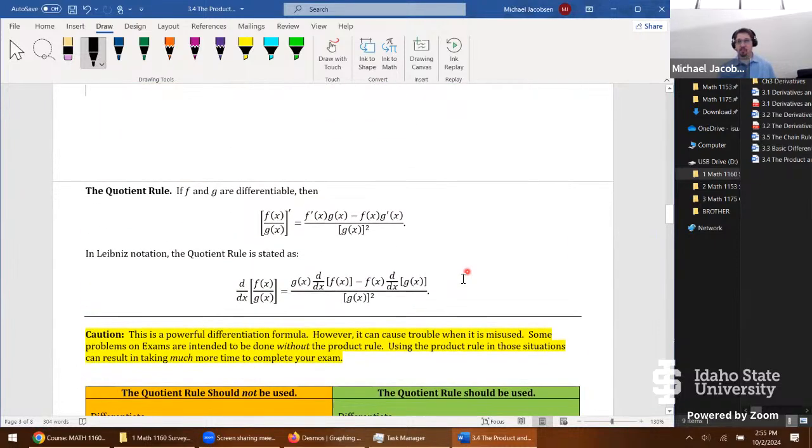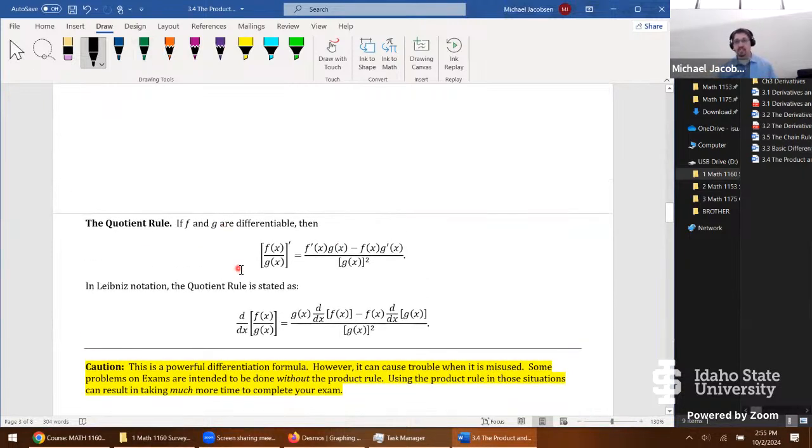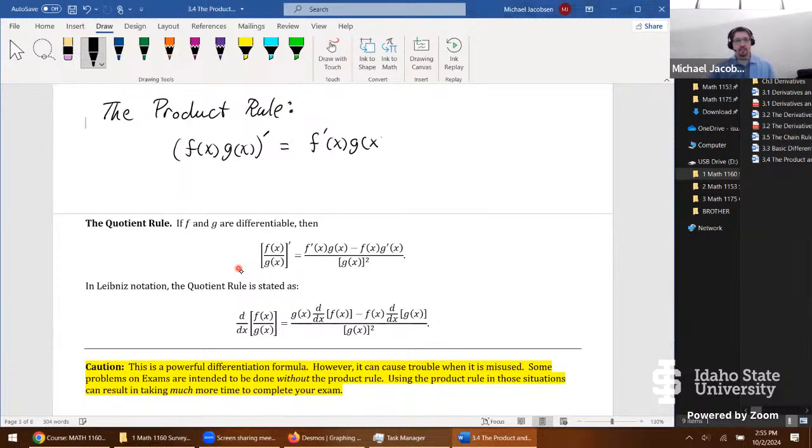So first, let's analyze what's going on with the quotient rule. And really a great way to compare the quotient rule is just to restate the product rule. So let's put it up here. The product rule, in essence, says this. You have a function, f of x, multiplying another function, g of x, and we're doing the derivative of that product. And it breaks down to this. f prime of x times g of x plus f of x times g prime of x.